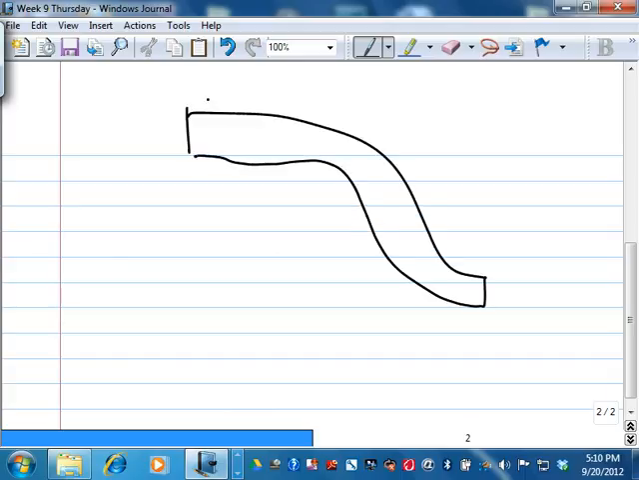Okay, if this was a control volume, it looks like a pipe, but maybe it is, maybe it isn't, never mind.